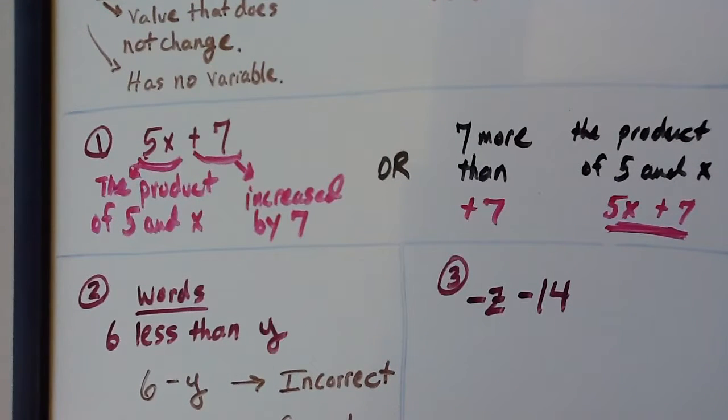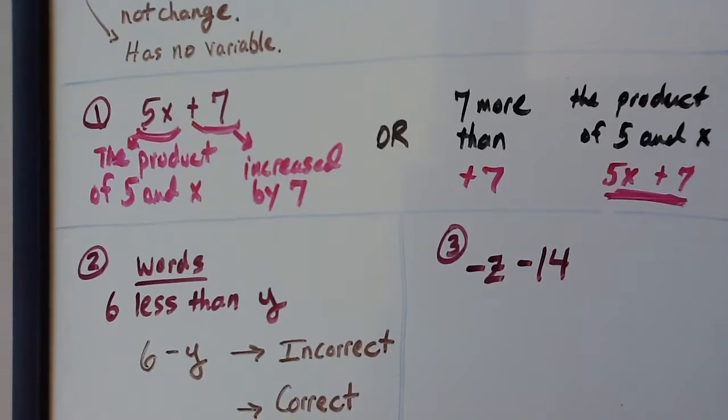And number 2, we'll start off with words and we'll write it with an algebraic expression. So the words 6 less than y. This is a tricky one. Okay, 6 less than y. Here is the incorrect way to write that algebraic expression. The incorrect way would be 6 minus y. That is incorrect. What this expression says is y less than 6. I don't want y less than 6. I want 6 less than y.